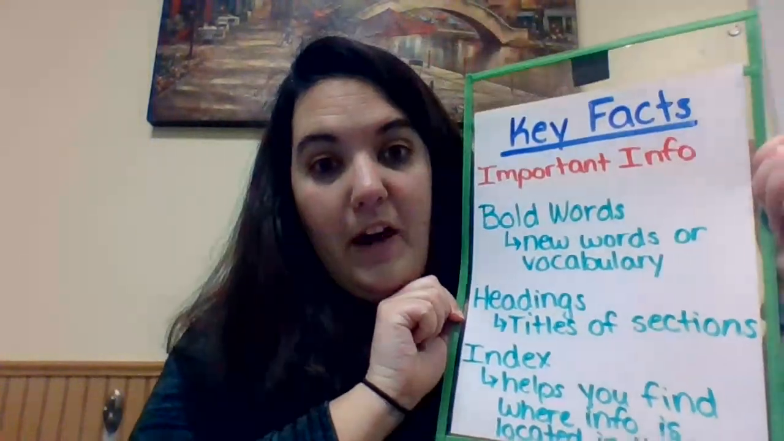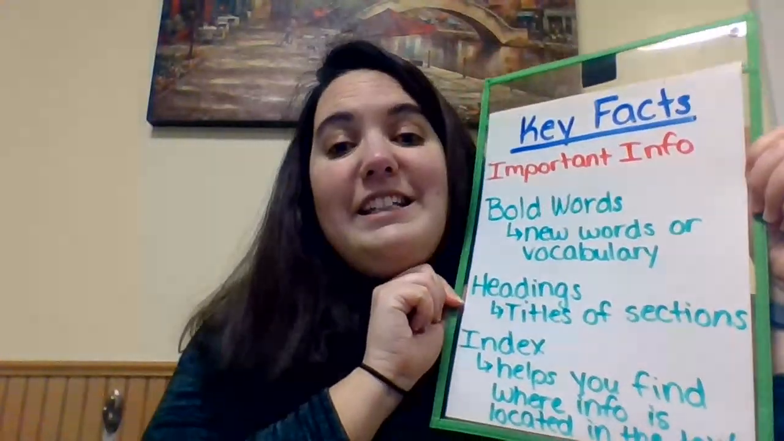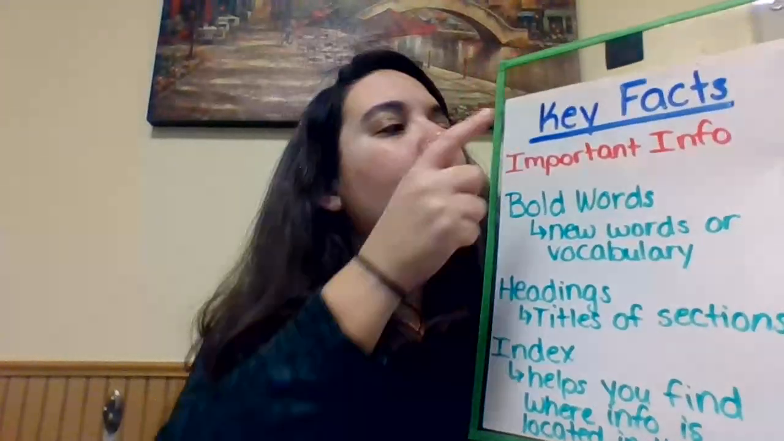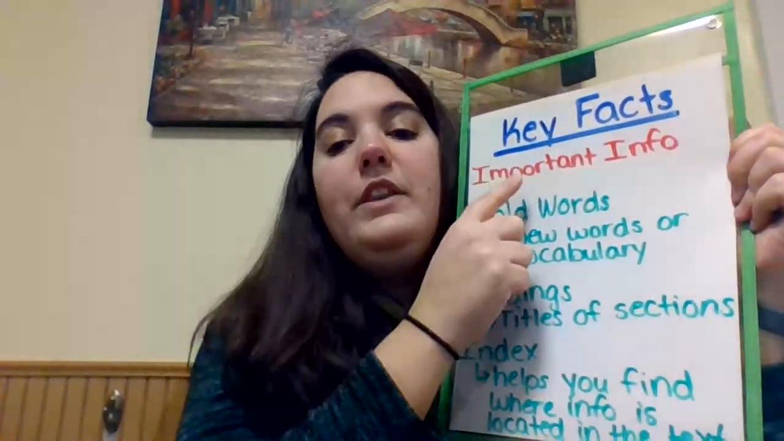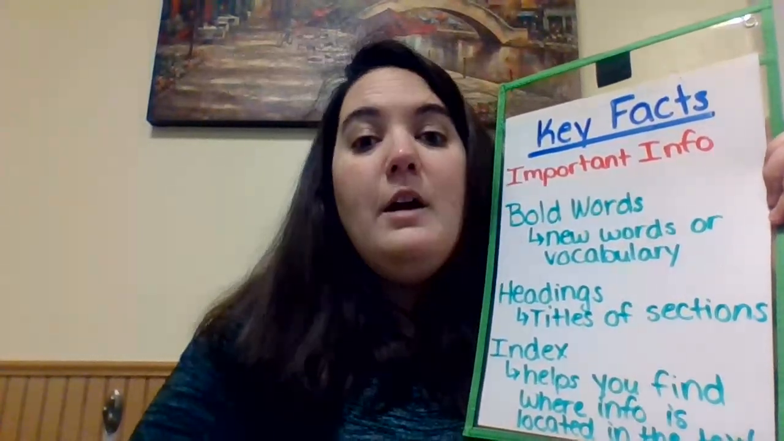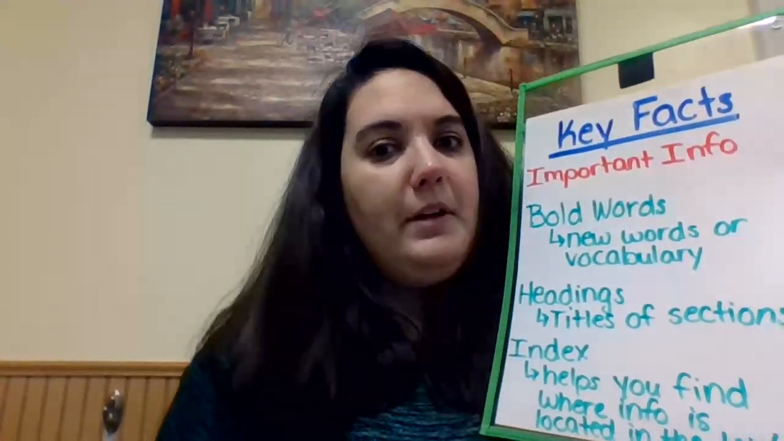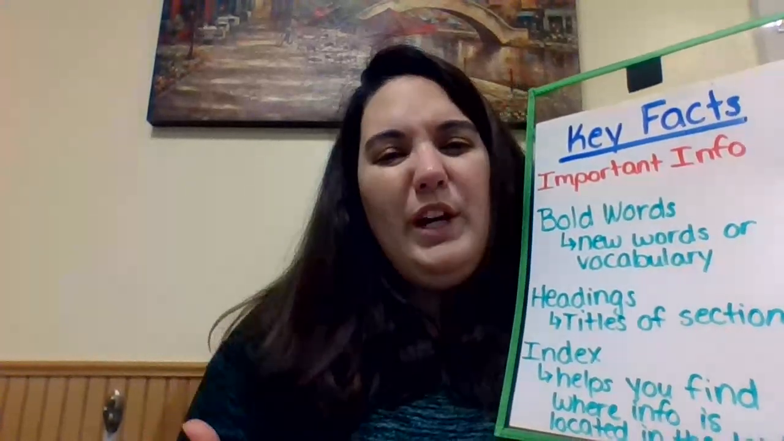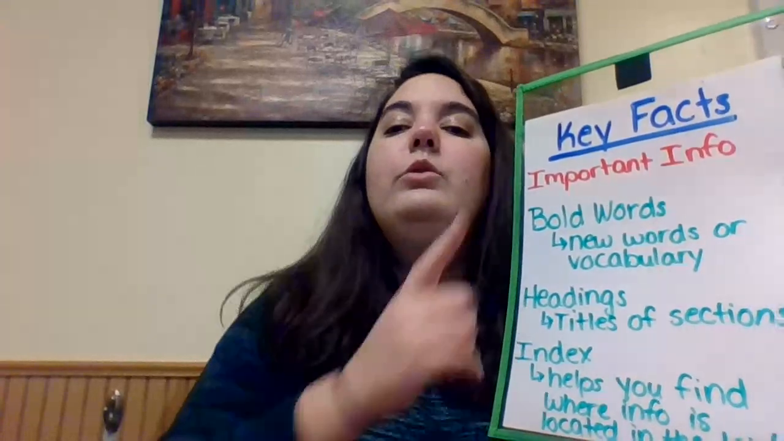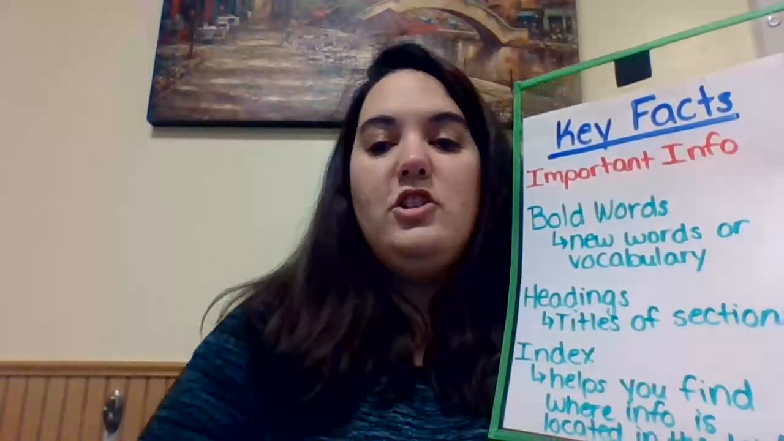And we've talked about facts before. Remember, a fact is something that is true or can be looked up. And when we talk about key facts, we are talking about the most important information in the text because there's a lot of things that happen in a person's life. But when we're reading and writing biographies or about a person, we only want to include the most important information.